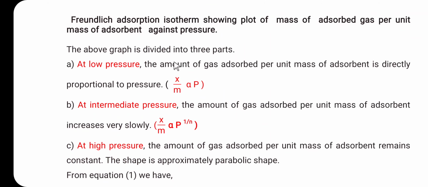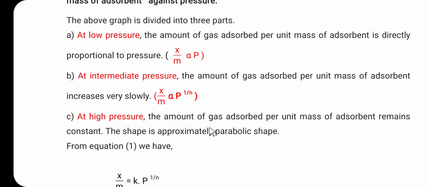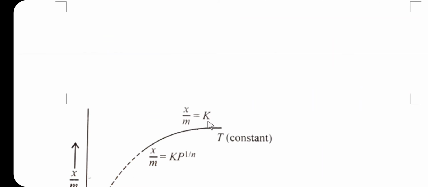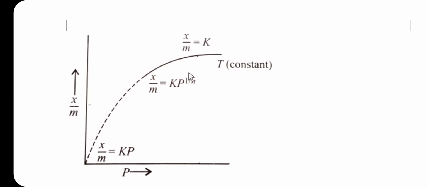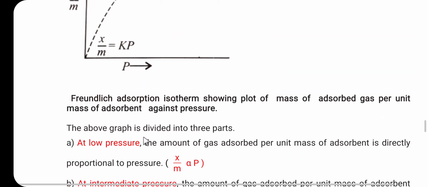Then at high pressure, the amount of the gas adsorbed per unit mass of the adsorbent remains constant. That is, the shape is approximately parabolic. So x by m is equal to k at high pressure. This is the graph of x by m versus p.